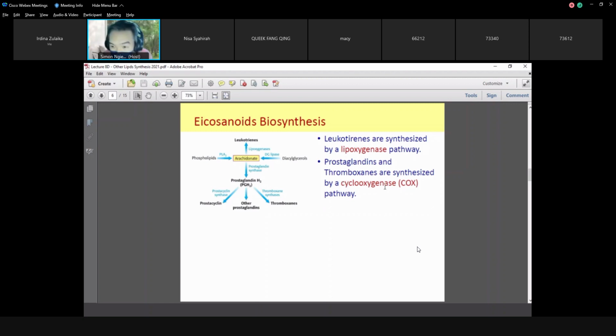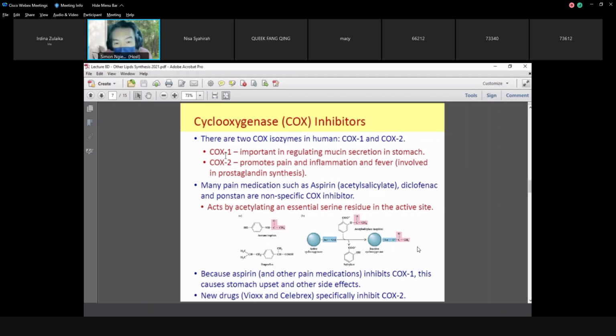You can read up some details on this. You are most encouraged to read some more details on this, okay? But you'll find that there's a different pathway. And when you look up information, you'll notice that the cyclooxygenase pathway here basically involves two different kinds of enzyme, namely cyclooxygenase 1 and cyclooxygenase 2.